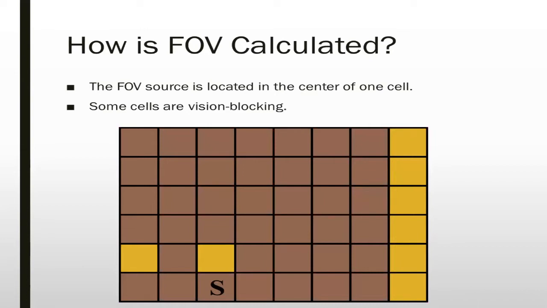When games calculate field of vision, they take in a field of vision source position that is located in the center of one cell, and some cells are defined as vision blocking. The grid shown here is a data representation of the previous scene that an FOV algorithm would use. The vision blocking cells in this case represent walls and are shown here in yellow. The field of vision source represents the position of a specific character within the game, usually the player's character, and in this case it is shown here with the letter S.